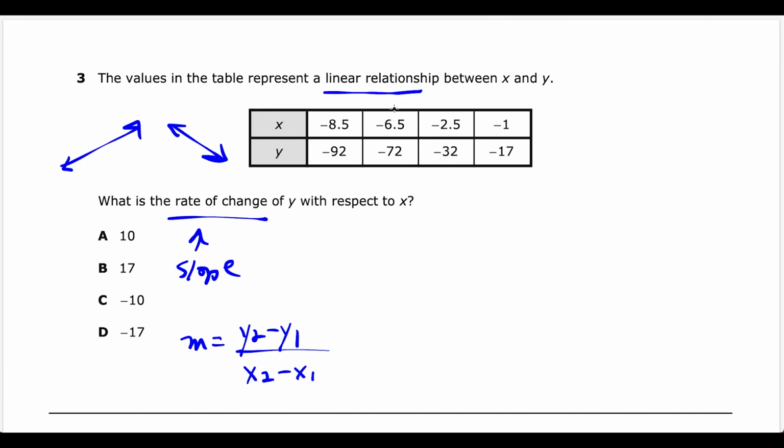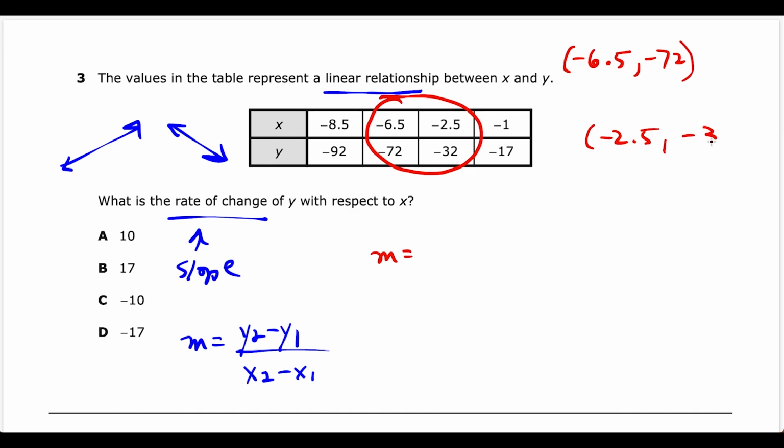Looking at this here, strategically I would prefer to pick these 2 points. The reason being that the change in x is going from -6.5 to -2.5, so my change in x will be a whole number. I do this because I would rather not deal with too many decimals when we have to simplify. So now we have m equals, and the first point we're using is (-6.5, -72), and then the next point we're using is (-2.5, -32).